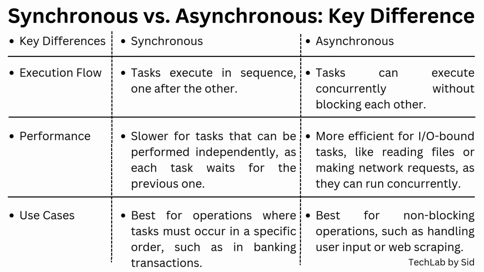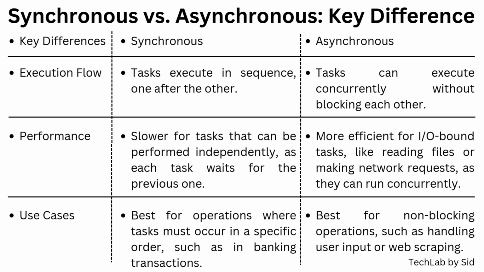The key differences between synchronous and asynchronous execution lie in how tasks are performed and their impact on performance. In terms of execution flow, synchronous operations run tasks in sequence, meaning each task waits for the previous one to finish before starting. In contrast, asynchronous operations allow tasks to execute concurrently, without blocking each other, enabling multiple tasks to progress at the same time.